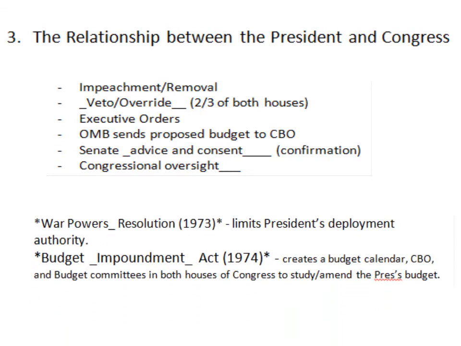It's important to remember that these 2 key laws were talked about in this unit that both deal with the balance of power between the President and Congress. The War Powers Resolution tried to limit some of the President's power as Commander-in-Chief, while the Budget Impoundment Act was created by Congress, in which they created the CBO, a budget calendar, and set up budget committees in both houses of Congress that take some of the President's Treasury powers away from him.